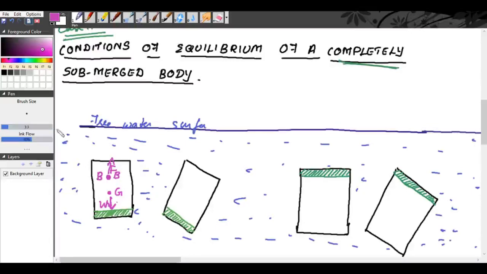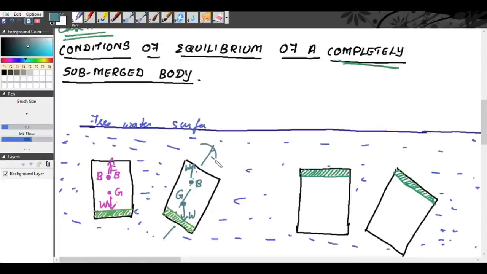Now we will try to tilt the body. This is our normal axis; the normal axis of the body lies like this. When you are tilting, this is your G, the center of gravity, and the weight of the body acts perfectly downwards. Here lies our center of buoyancy, and the buoyant force acts upwards.